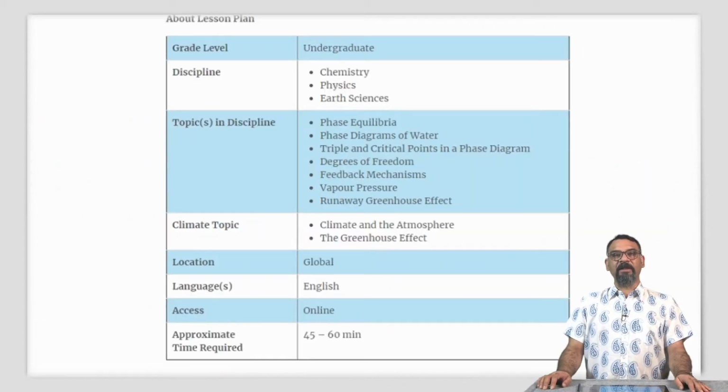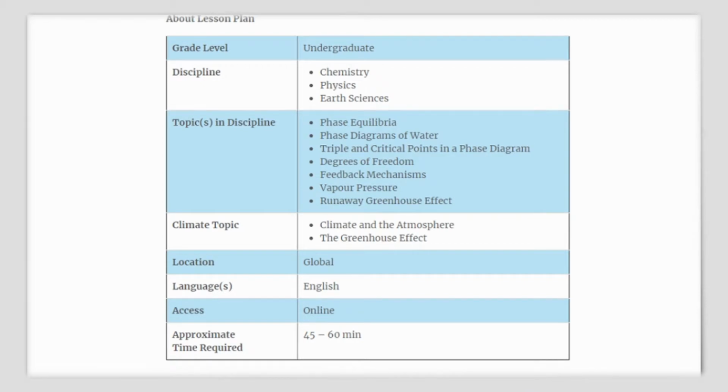As a teacher of physics, if you are teaching topics such as phase equilibria, phase diagrams specifically of water, triple and critical points in phase diagram, degrees of freedom, the vapor pressure and so on and so forth, you might want to take a look at this lesson plan for your students. The approximate time required for this lesson plan ranges from 45 to 60 minutes.